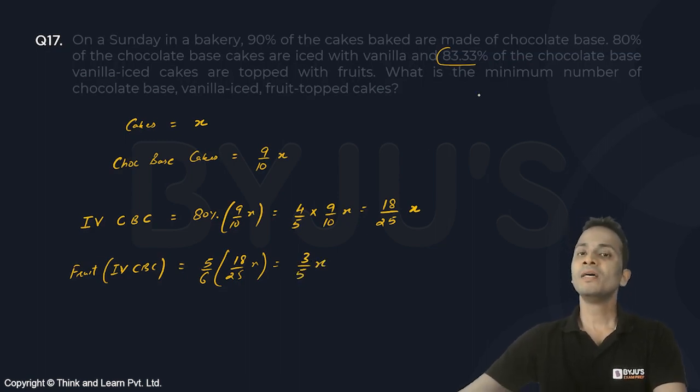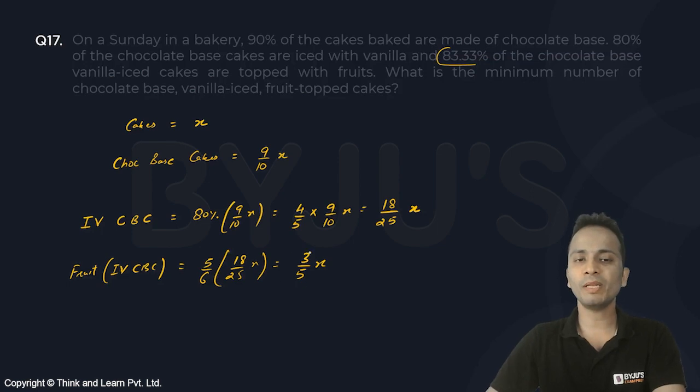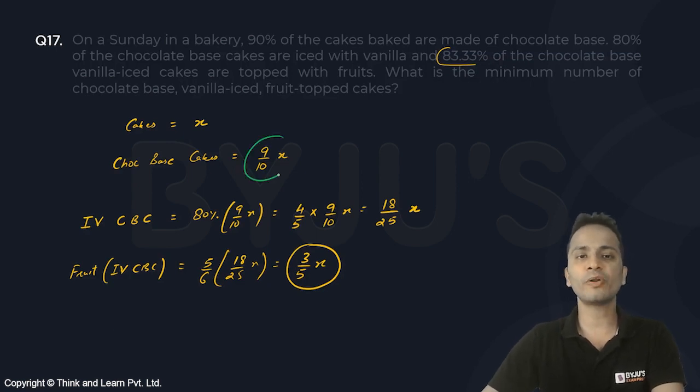Right. Now the question is, what is the minimum number of chocolate based vanilla iced fruit topped cakes? So we have to find out the minimum value of 3 by 5 X. Now we have to find the minimum value of 3 by 5 X. So I'll have to minimize the value of X. Right. Now to minimize the value of X, I should be considering this, this, and this.